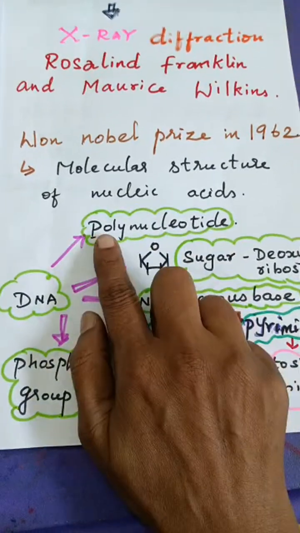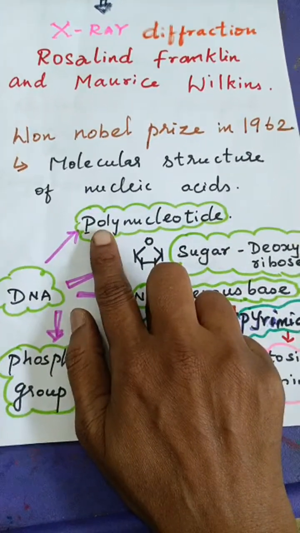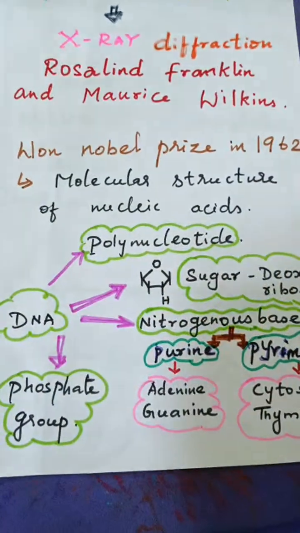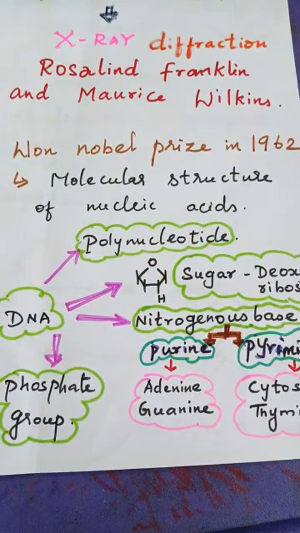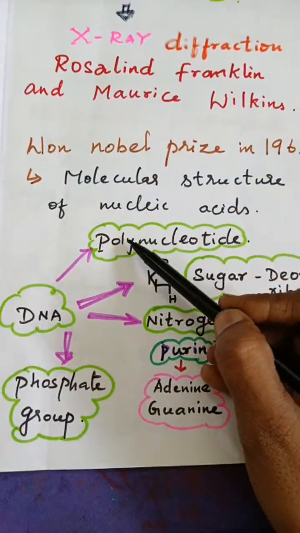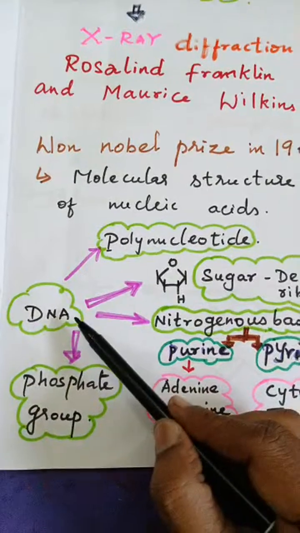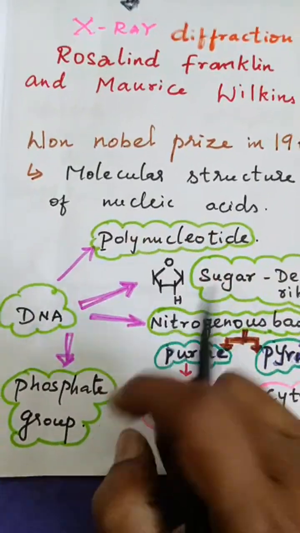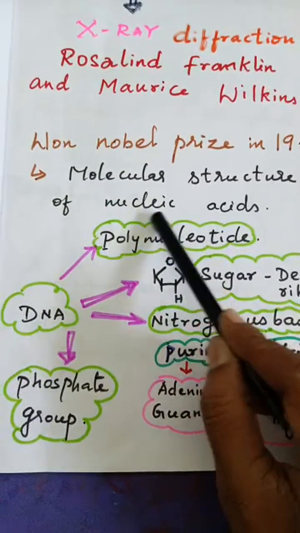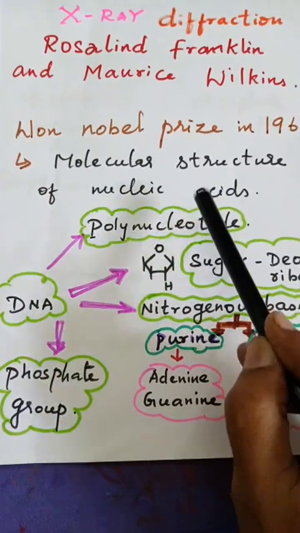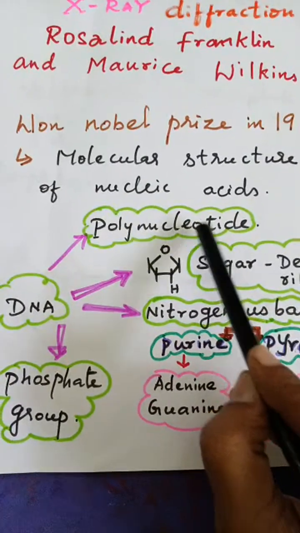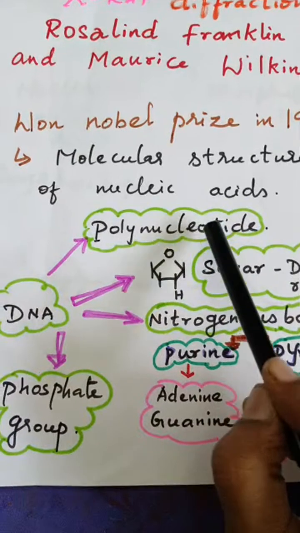Why is it called poly? You know what poly is? Poly means many, containing a large number of molecules, that is, a large number of substances. So this DNA is not a single strand, it is not a single unit. It has a large number of nucleotides, that is the polynucleotides. Millions of nucleotides are present in the living cells.